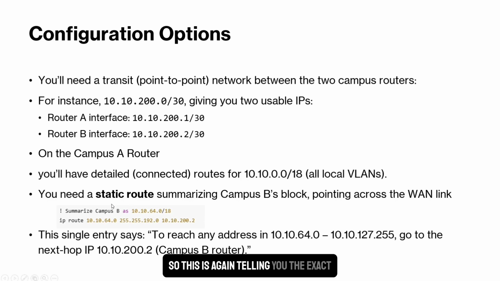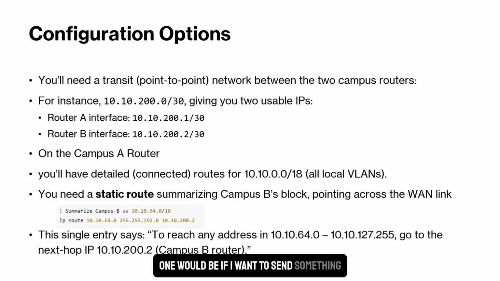So this is again telling you the exact summarization. You can use a summarized route because you only need one route really. I don't need to put multiple routes. The static route becomes a problem when you have to do multiple routes. But if I'm just saying campus A, everybody point that side, I'll really need only two routes.